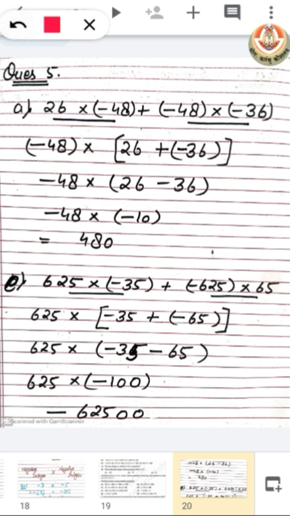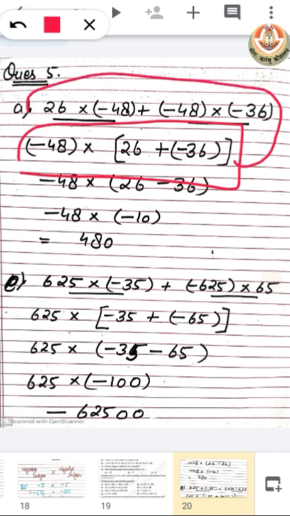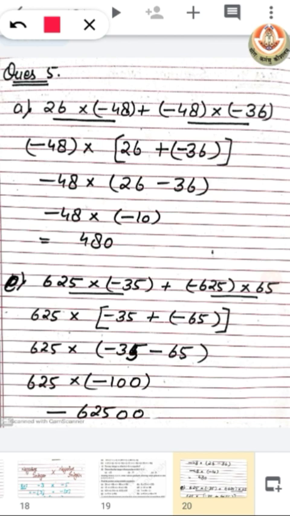Now this becomes the case of distribution. And when we distribute it, we get this again. But we have to solve it thoroughly. Now 26 plus -36, because of different signs the answer will be negative, minus 10, and when we multiply minus 10 with minus 48 we get 480 as the answer. So class, you can see how our calculation becomes so easy now, right? Yes.